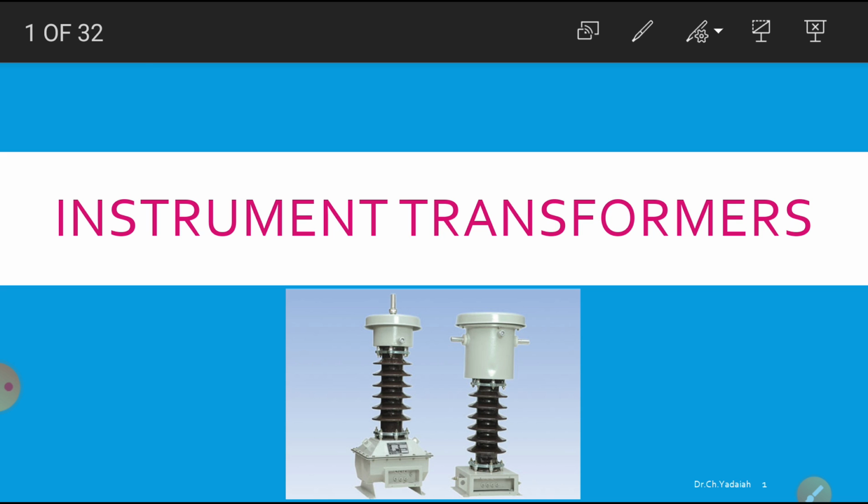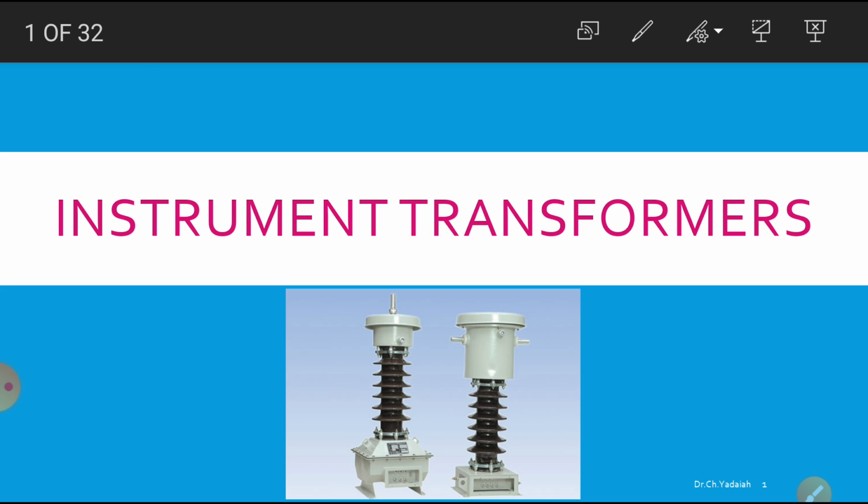Dear students, it is a very interesting and easy topic. Please carefully observe it. It is very essential to every electrical student. Okay, let us see what we mean by the instrument transformers.